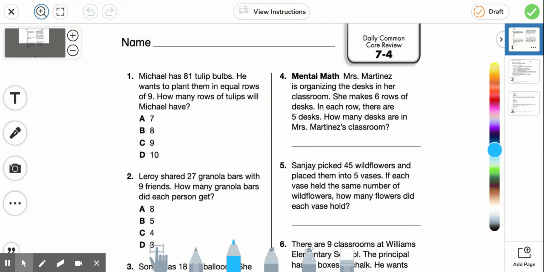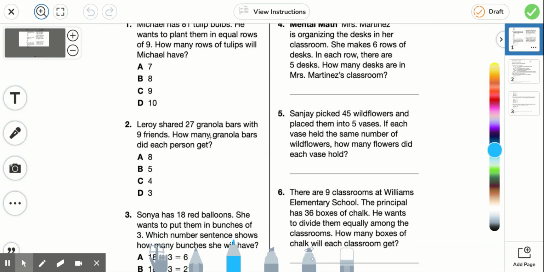Manring here. We are working today on lesson 7-4. We are still learning division, and today we're going to work on choosing an equation that matches the problem. But before we get to that, I want to read to you your problems for the Daily Common Core review, in case you're having some issue with those word problems.